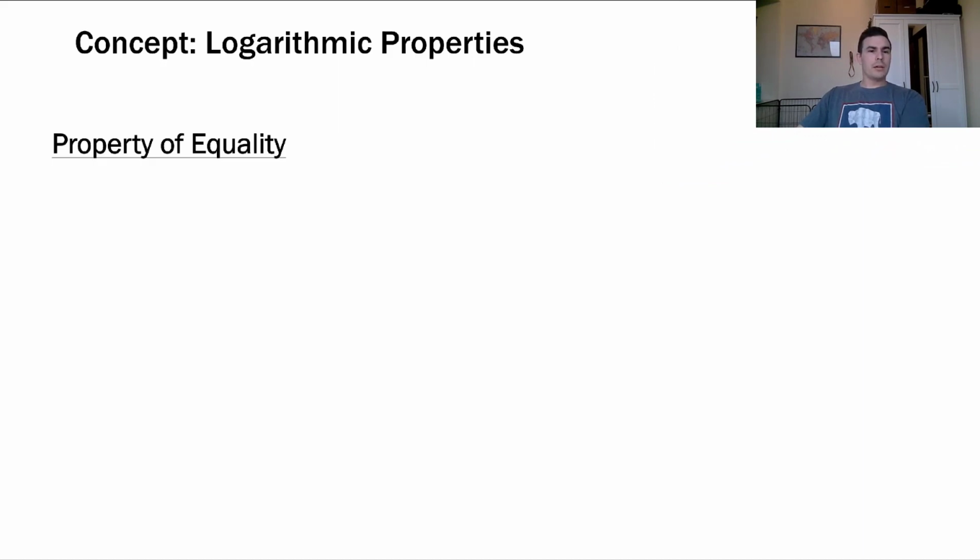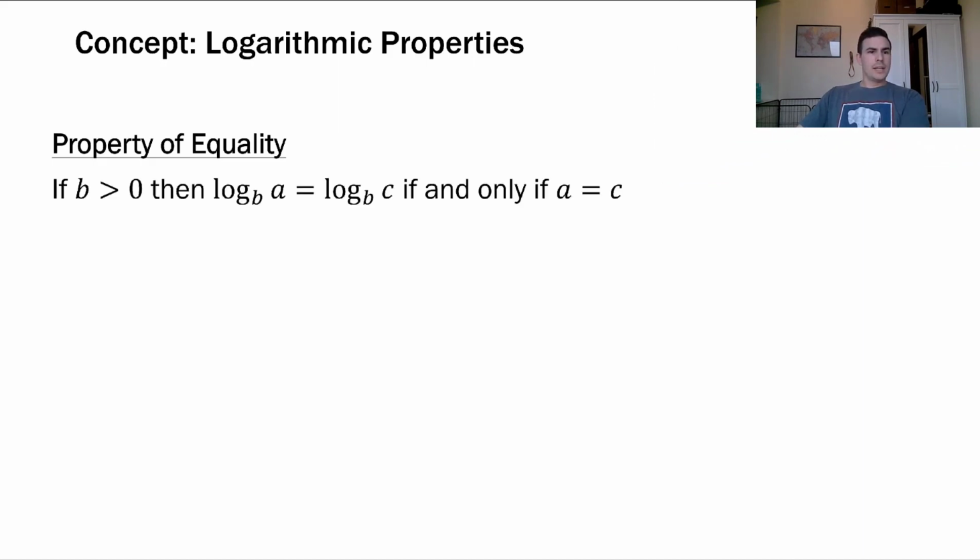We've got our property of equality here. It states that if we have a base b that is greater than 0, a positive base b, then log base b of a is equal to log base b of c if and only if a and c are equal to each other. a and c have to be equal to each other.